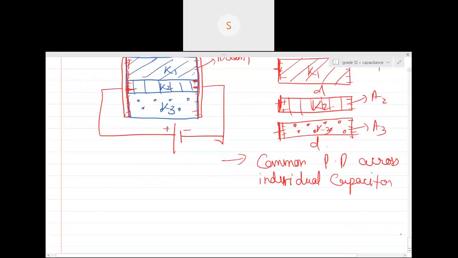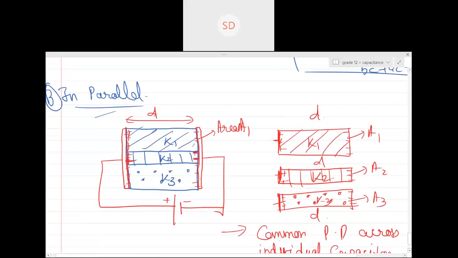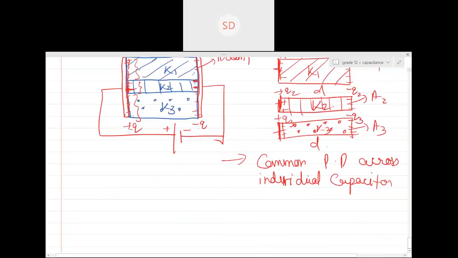But can you see, guys, the charge? If the total charge on this was plus Q, can you see a part of the plus Q was in K1 region, a part of Q is in this region K2, and a part of Q is in this region, right? Can you see the charges are a little bit different on the plates of the individual capacitor? Yes, sir. So can you see here charge is getting divided, but the potential difference is same. Common potential difference across individual capacitor, but charge divides.